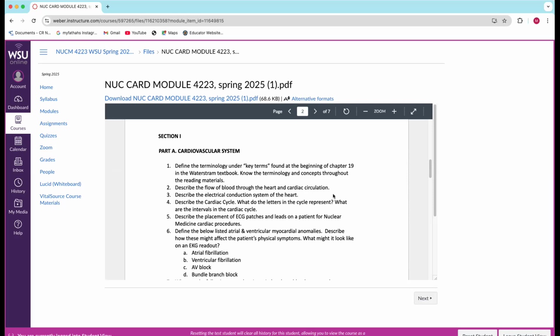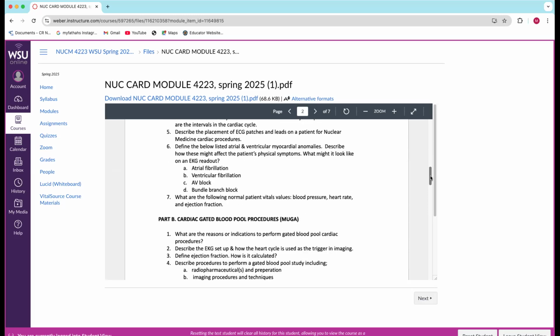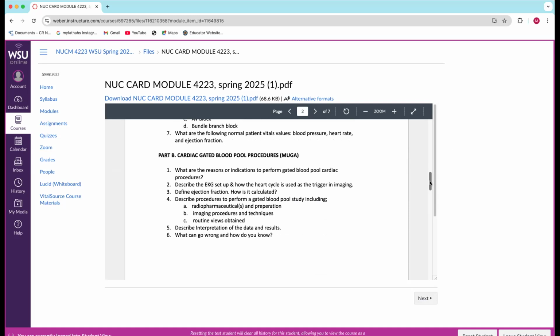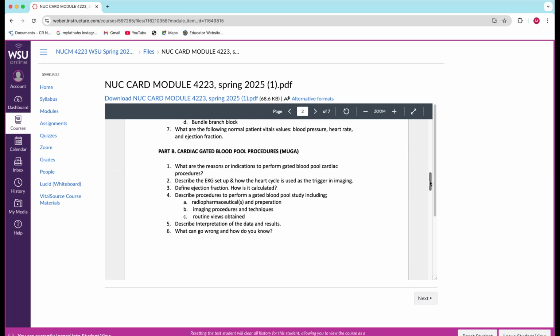But essentially, you're just answering these questions. And these are things that you're going to hand in to me, right? So everything that we list in these sections, these are questions you actually answer or explain or make explanations on and that you'll hand in. So that's part A. And again, section 1 is divided into part A and part B. So part B is cardiac gated blood pool procedure. So we'll learn about MUGAs. We'll go through all that, and there's questions associated that I want you to know with a MUGA.